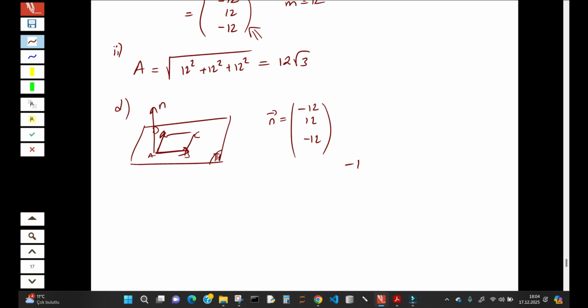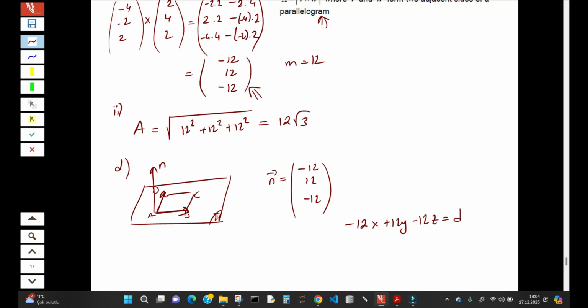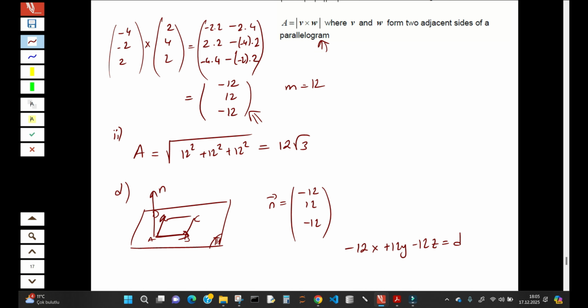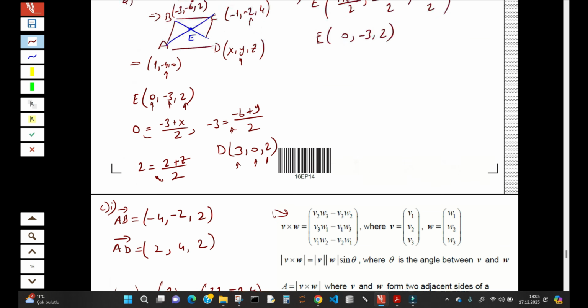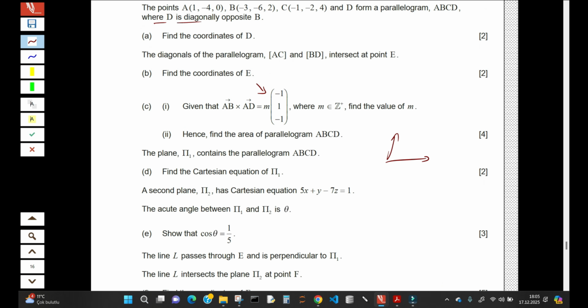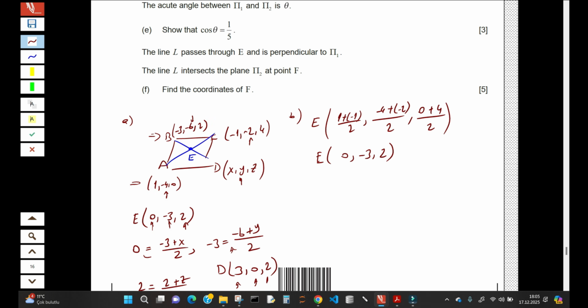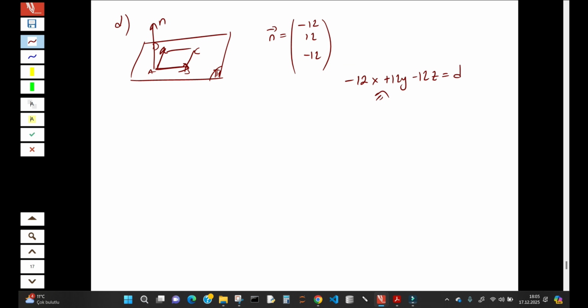If we know the normal of this plane, we can write the equation of this plane like minus 12x plus 12y minus 12z equals, let's say, d. And how are we going to find d? For example, you can just plug this point into the plane equation. Let's say I know the point A is here: 1, minus 4, and 0.